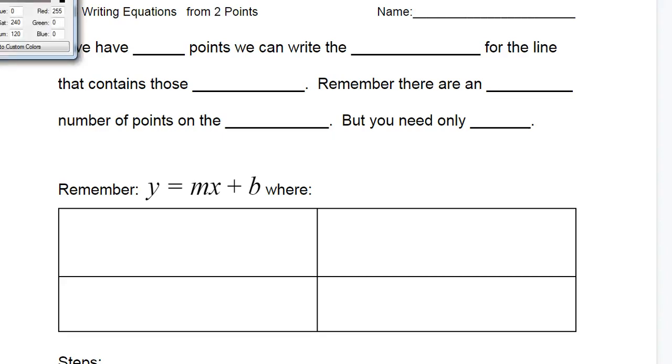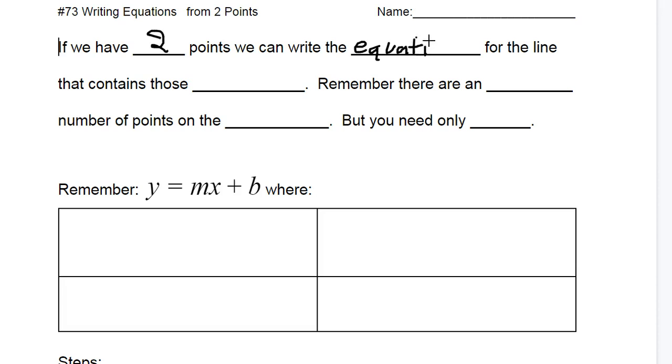Hello, class. Today we're going to be talking about how to write the equations of lines if you're given two different points. If we have two points, we can write the equation of the line that contains those points. Okay? Remember, any two points are going to give you a line.